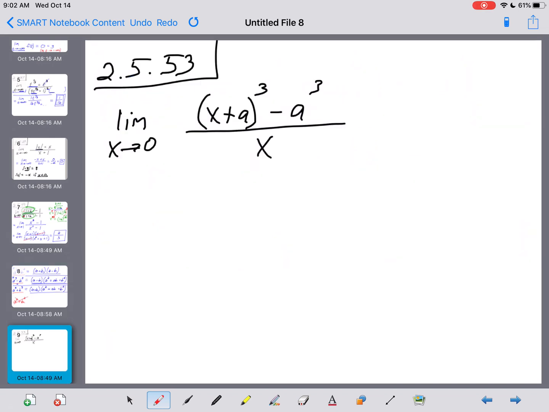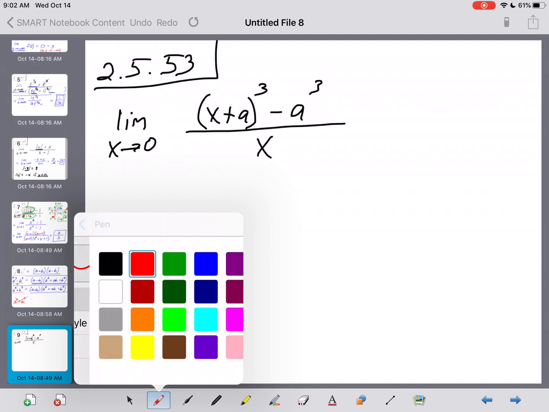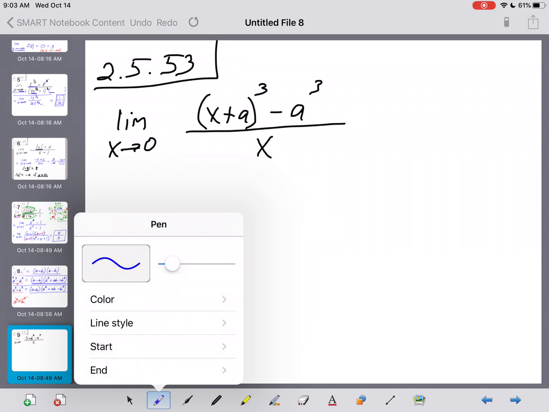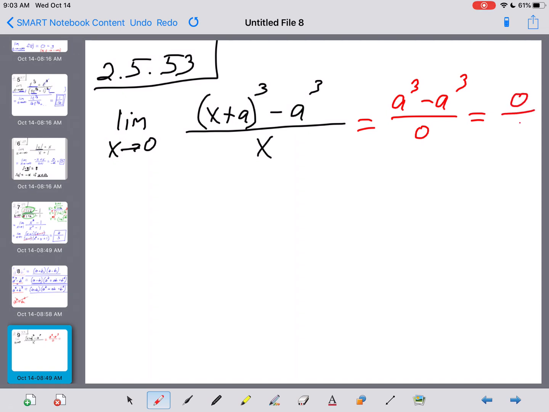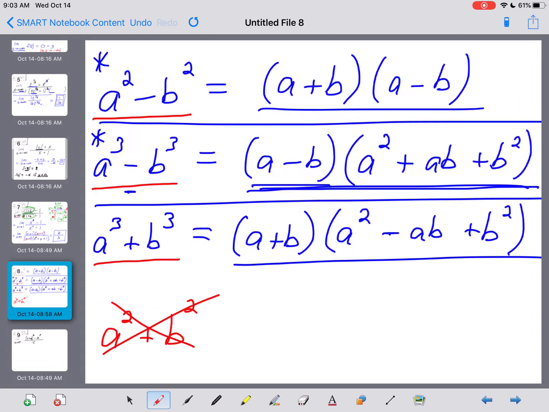But if we look at this mess over here, with the a value that bothers people sometimes, let's see what happens if we did plug and chug. If we let x actually equal 0, what's going to happen up on the numerator? 0 plus a cubed is going to get us a cubed minus another a cubed, and down on the bottom, that x becomes 0. Well, not surprisingly, we end up with 0 over 0, which means we can't evaluate this limit by direct substitution.